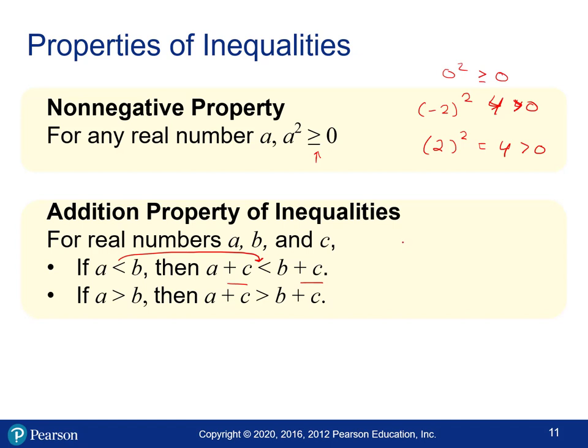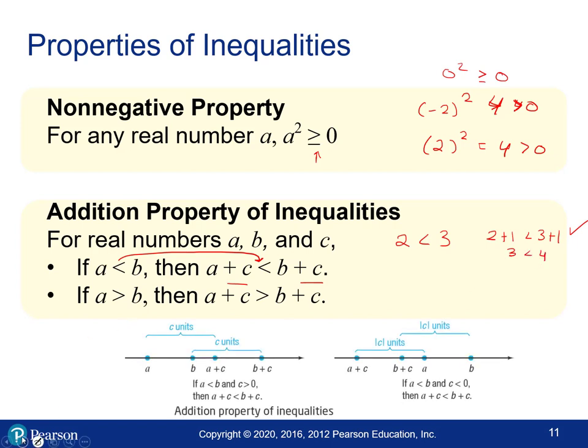So just a quick example for you, let's say I had 2 is less than 3, and let me add 1 to both sides. So if I said 2 plus 1 is less than 3 plus 1, this is true because this side is now 3, but now this side is 4. So that's what that property is saying. And so here's just a visual for you for how that property is true.